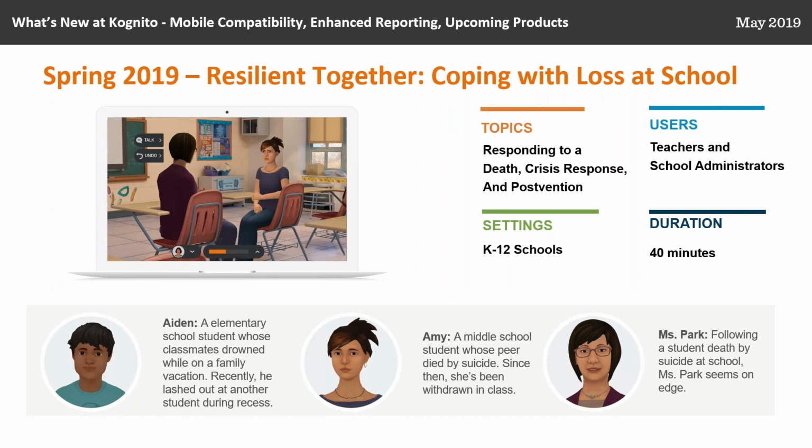Users are teachers and school administrators within the K-12 school setting, and it lasts for approximately 40 minutes. Users will interact with an elementary student, Aiden, who has lashed out in class due to a classmate's death, Amy, a middle school teacher whose classmate died by suicide, causing Amy to be withdrawn, and Miss Park, whose death by suicide has affected her own mental health and appears to be on edge. What is so dynamic about this simulation? It addresses the mental health and well-being of educator peers as important to the postvention process.